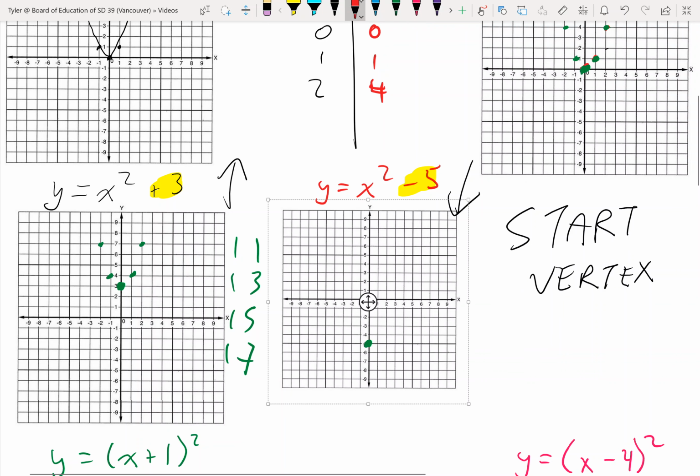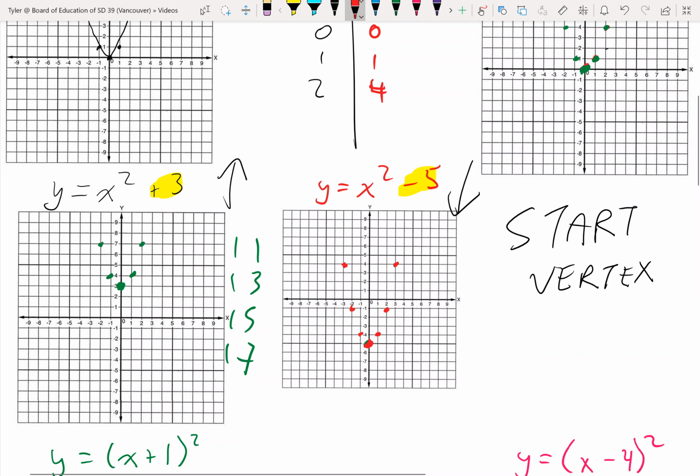Let's do the second one, make it red. Okay, start at our vertex. Over 1, up 1. Over 1, up 3. Over 1, up 5. Okay, over 1, up 7 goes off the graph. And again, we can draw our mirror points.